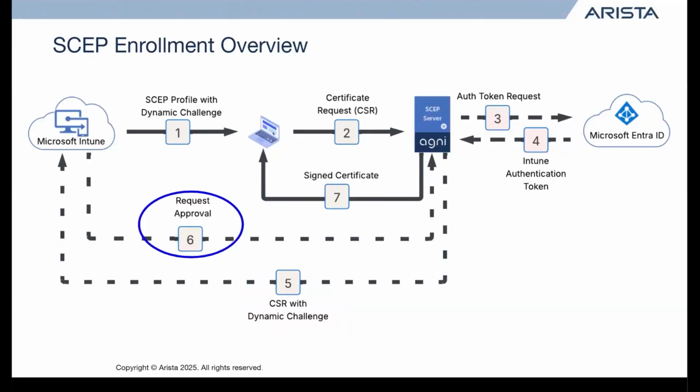If the dynamic challenge matches, the endpoint management server replies to the SCEP server approving the request. Upon receiving the approval, the SCEP server issues the signed certificate to the end client. With that process reviewed, let's take a look at the final problem.